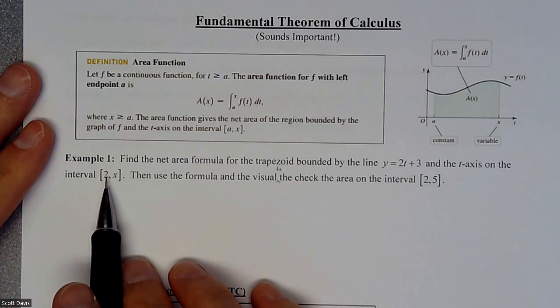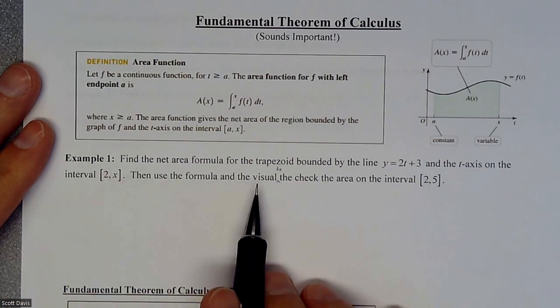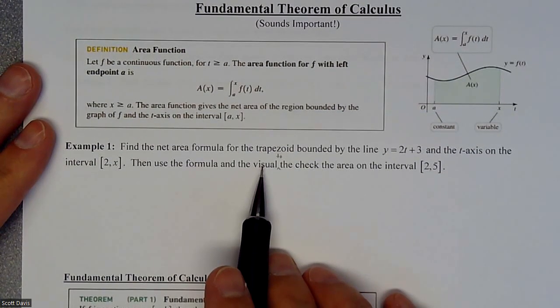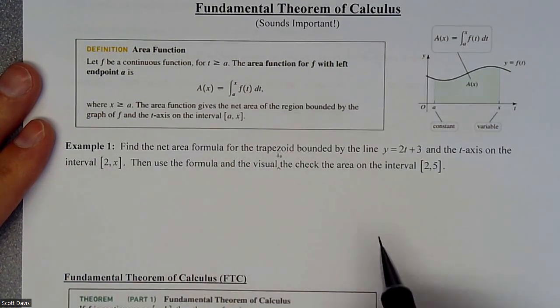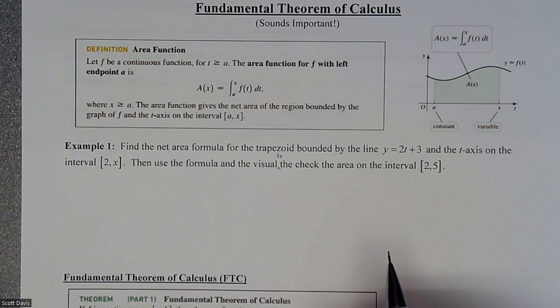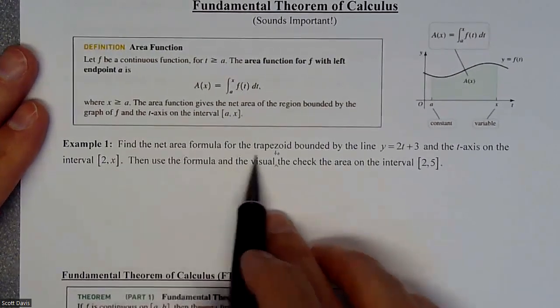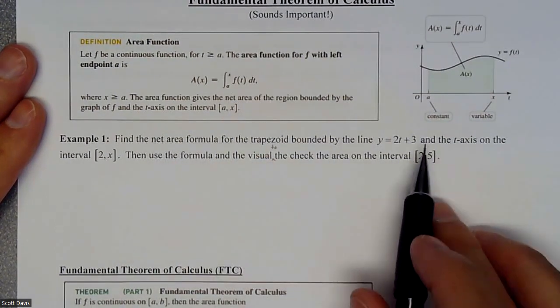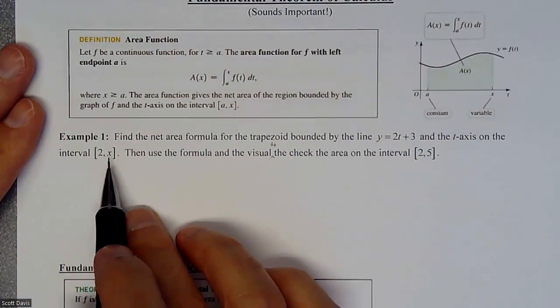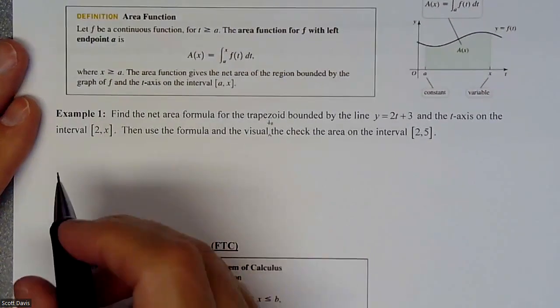And we're going to go from 2 to x, and then we're going to find the area using geometry and finding the area using the formula, and just kind of show that they are equivalent to each other. So we're going to find the net area. So here's what we're going to do. I'm not going to worry about the fundamental theorem yet. We're going to graph this and try to create some sort of a visual associated to it.